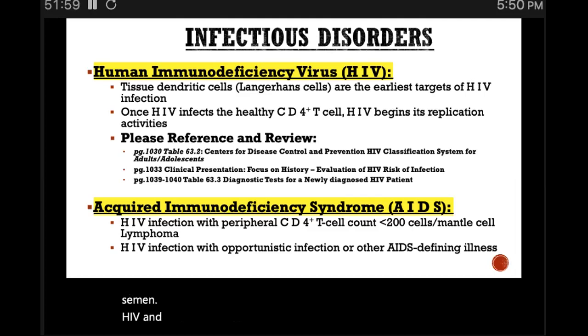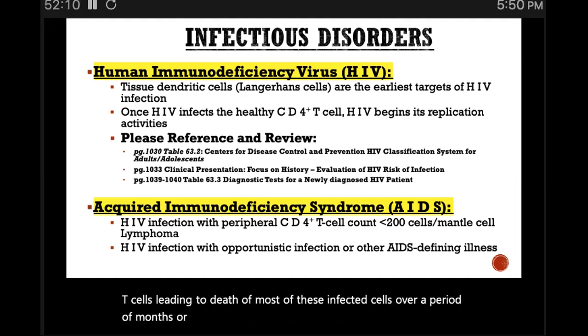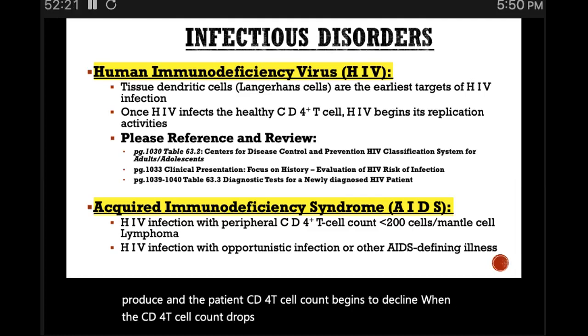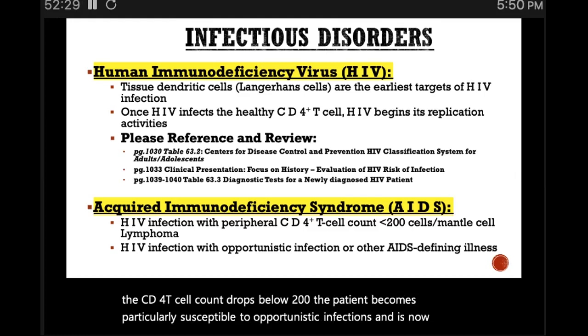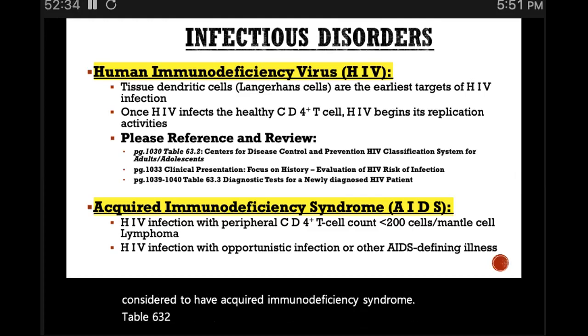HIV infects key immune cells called CD4 T cells, leading to death of most of these infected cells. Over a period of months or decades, HIV kills more CD4 T cells than the body can produce, and the patient's CD4 T cell count begins to decline. When the CD4 T cell count drops below 200, the patient becomes particularly susceptible to opportunistic infections and is now considered to have acquired immunodeficiency syndrome. Table 63.2 in your textbook presents the CDC HIV classification system for adults and adolescents.